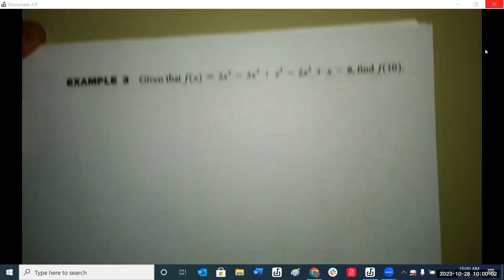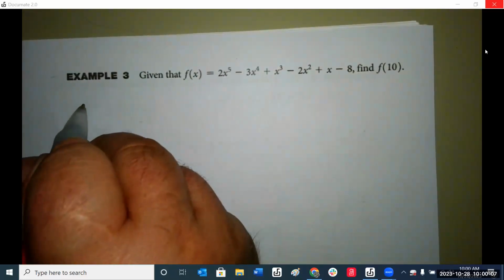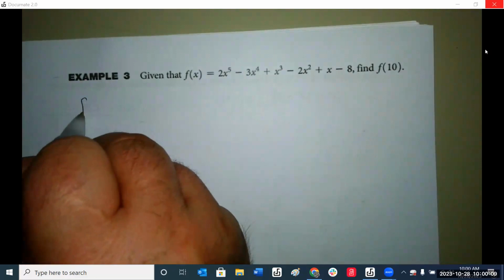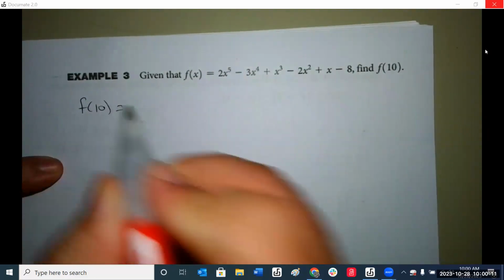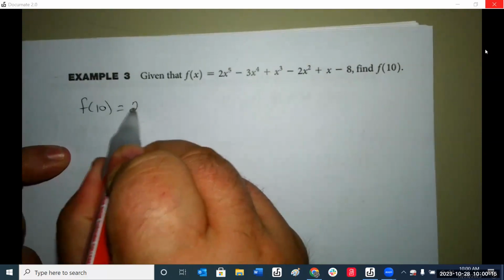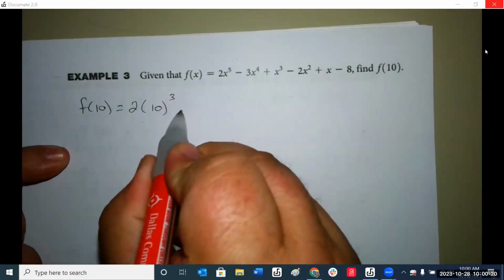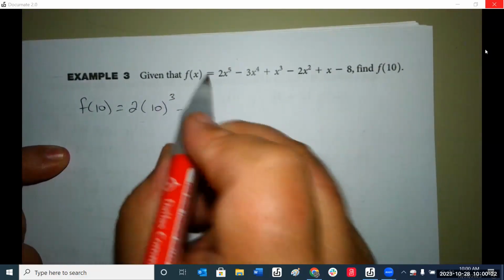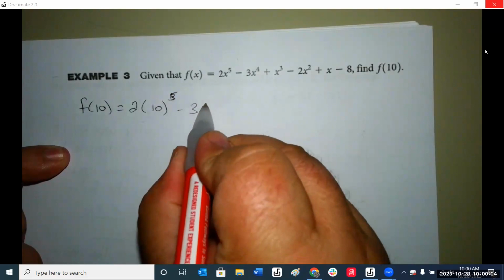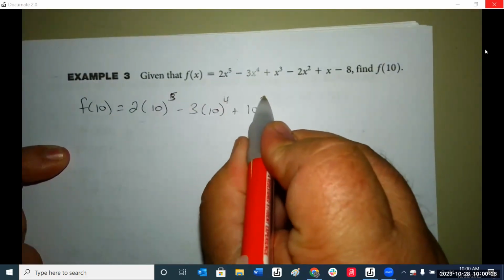Let's look at example 3. What this one says is plug 10 inside. Anywhere you see an x, plug a 10. That's a 5. 10 to the 4th, 10 cubed.